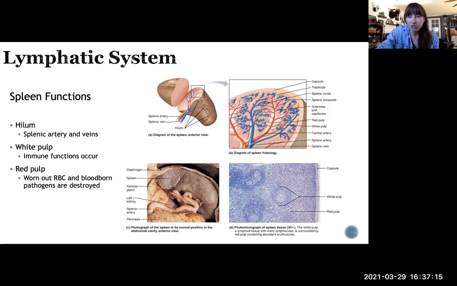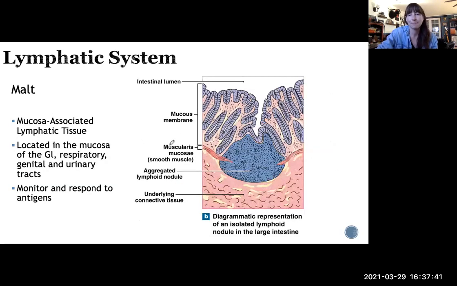The red pulp, which is the pink stuff that the rest of the blood vessels are kind of embedded in, the veins and all these little capillaries, that's where you're going to have the worn out erythrocytes, red blood cells, and the blood-borne pathogens are going to be destroyed. So they're detected in the white and then eaten up and destroyed in the red pulp, okay? That's how your spleen works.